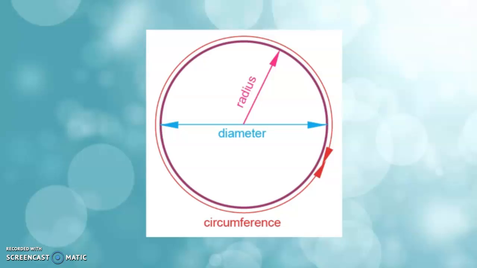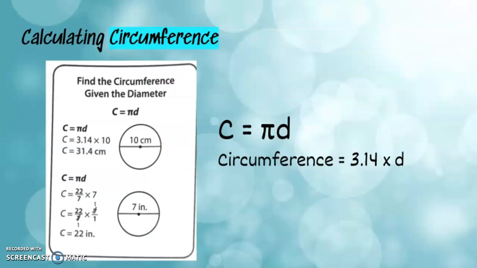Okay, so a couple formulas. Finding the circumference given the diameter. So if a math problem gives us the diameter and we need to find the circumference, you're just going to multiply the diameter by pi, or 3.14. So in this case, we'll be multiplying 3.14 by what? 10 centimeters. Very good. What about in this one? 7, yeah. And of course, you can also use the fraction form, which is 22/7.